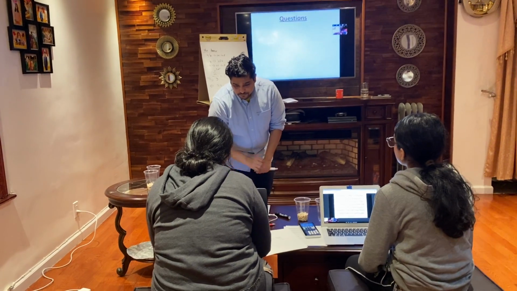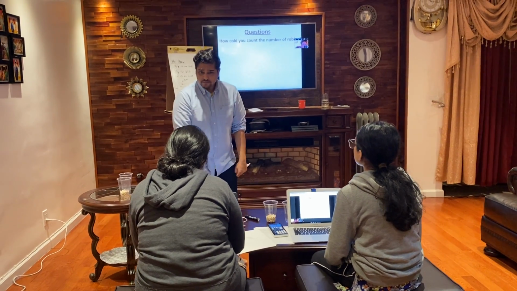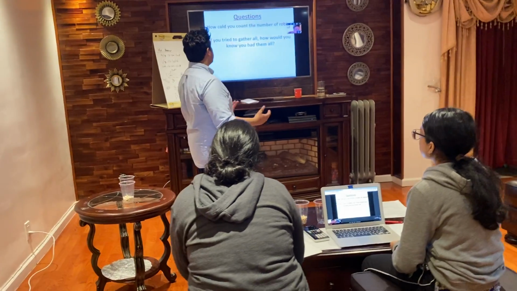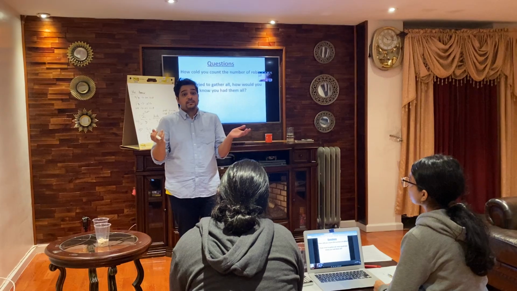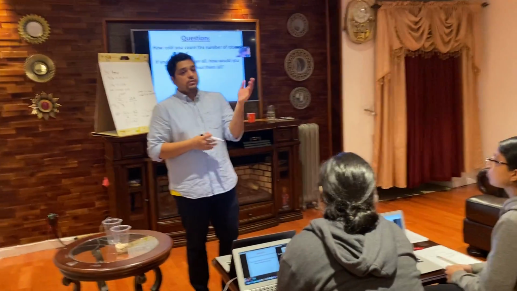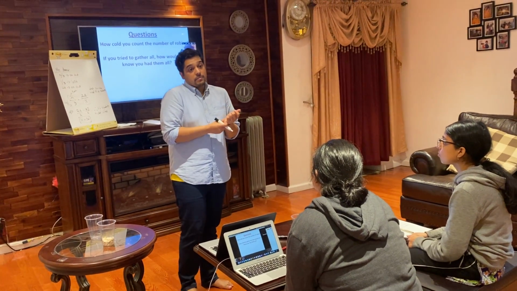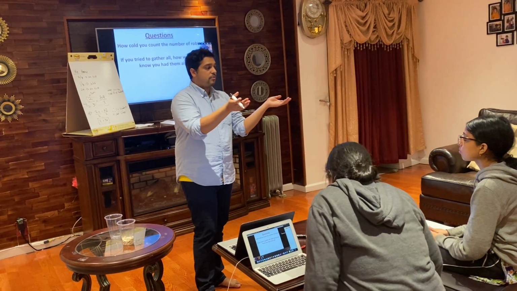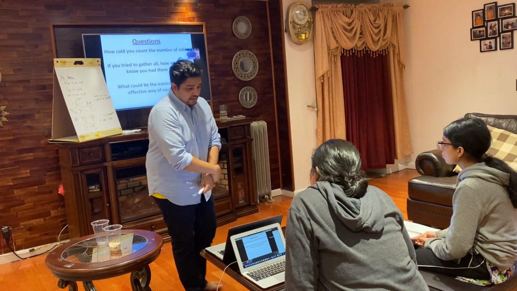So, questions. How could you count the number of robins? These are some big questions that we need to answer while doing this. If you try to gather them all, would you be able to know if you had them all? So if you go to, let's say, Central Park, and you see a couple of robins, is that all the robins that exist within Central Park? No. You don't know, right? Because some might be in a different part of the park. Some might have flown away for a few days. Whatever the case is, we wouldn't know exactly.